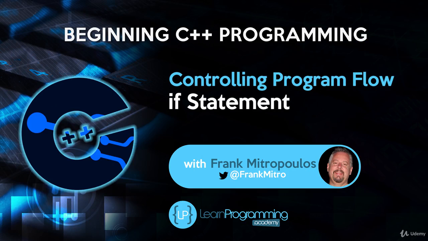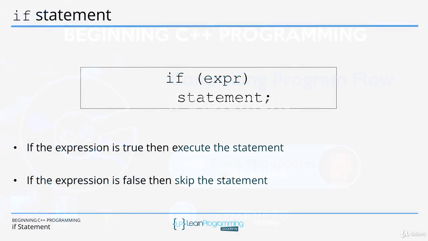In this video, we'll learn about the C++ if statement. The if statement is the most basic of the C++ selection statements, and its syntax couldn't be any simpler. We start with the if keyword, and this is followed with the control expression in parentheses. The control expression must evaluate to a Boolean true-false value.